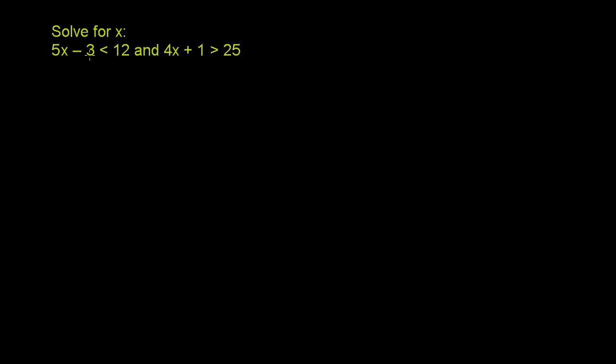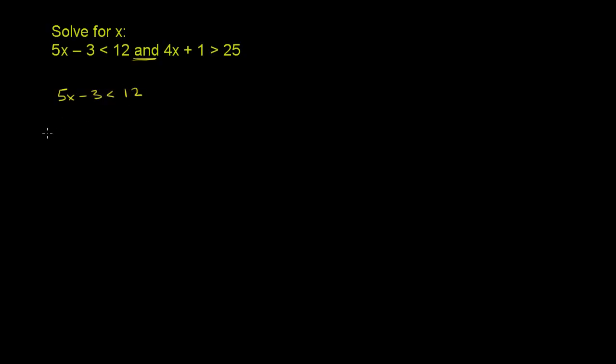Solve for x. 5x minus 3 is less than 12, and 4x plus 1 is greater than 25. So let's just solve for x in each of these constraints, and just keep in mind that any x has to satisfy both of them, because it's an "and" over here. So first we have this 5x minus 3 is less than 12.